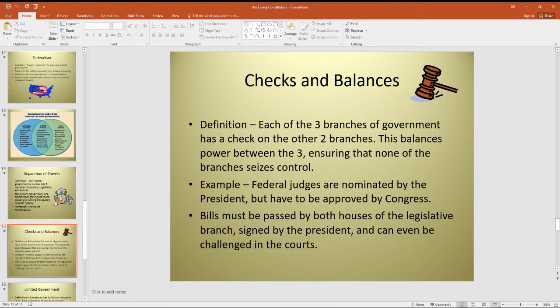Examples of this are that federal judges are nominated by the president. The president nominates who's going to be a federal judge, but Congress, the legislative branch, has to approve them. Bills have to be passed by both houses of Congress. That's the legislative branch. But the president gets to sign it. And then the court can overturn them as unconstitutional. So there's always a check and a balance. This is super important.